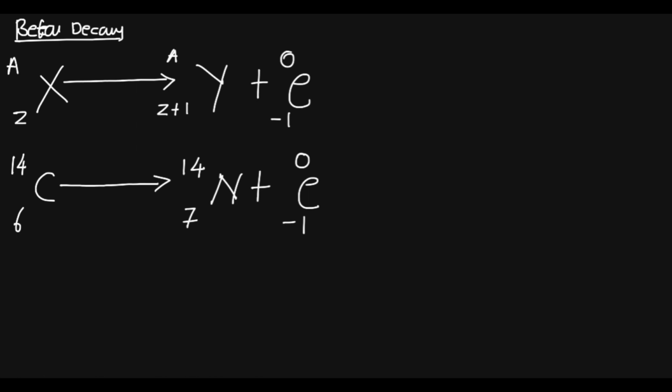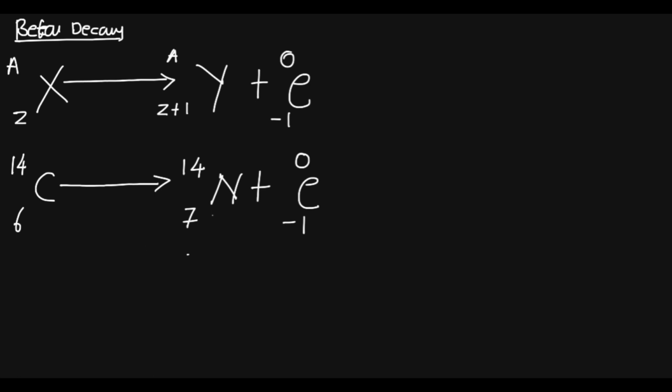Then the other thing is, you can see that these numbers should be equal to this number. So if you add 14 plus 0, we still get 14. If you also add these two numbers, it must be equal to 6. We know that 7 minus 1 will give us 6. So this is the notation for beta decay.